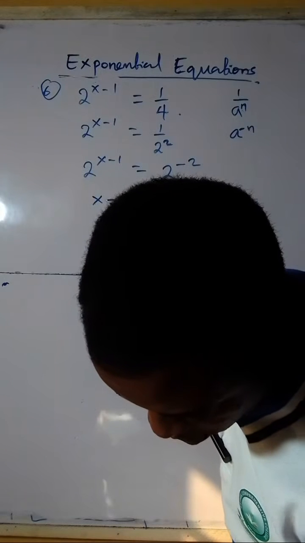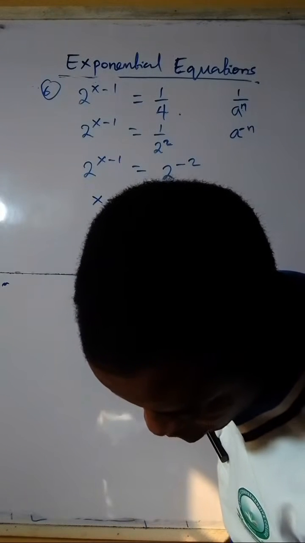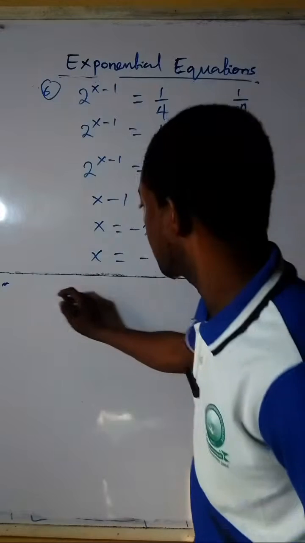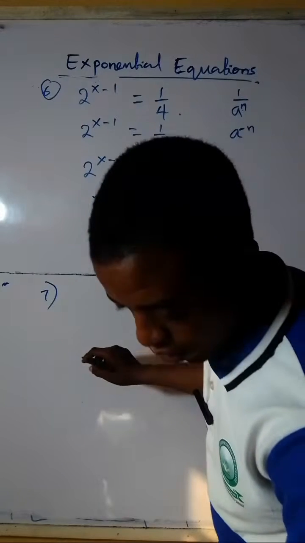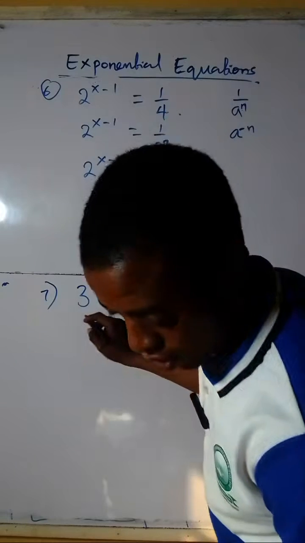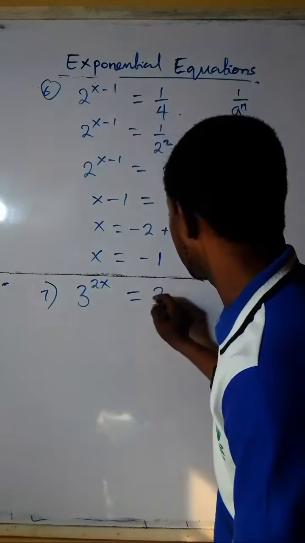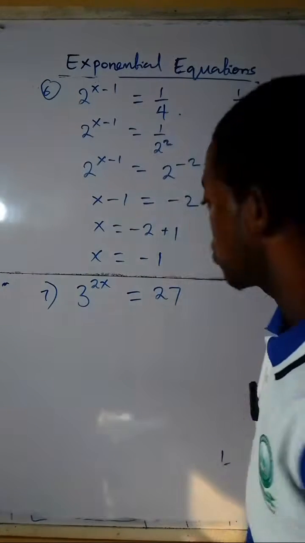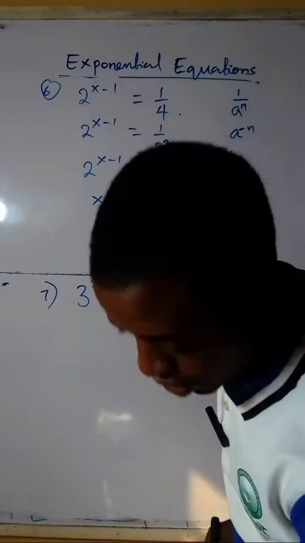Then also, let's look at this as number 7. We have 3 raised to power 2x equals 27. 3 raised to power 2x equals 27.